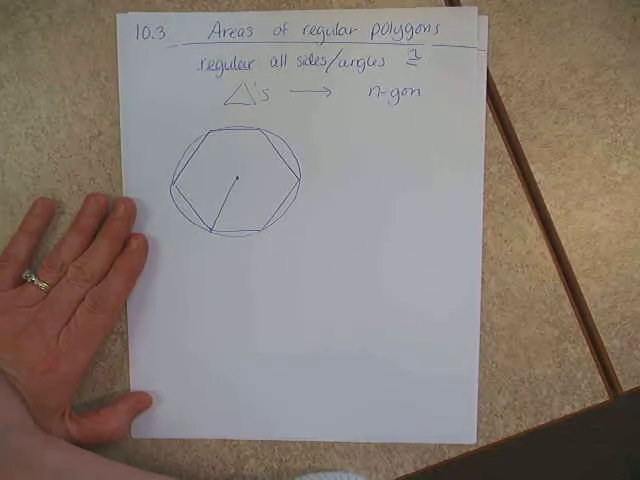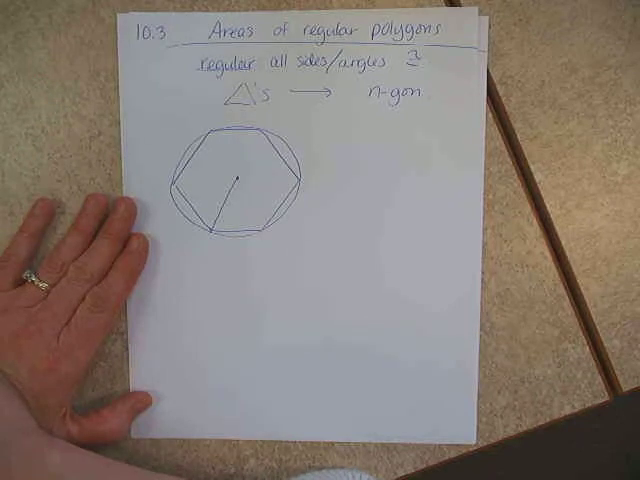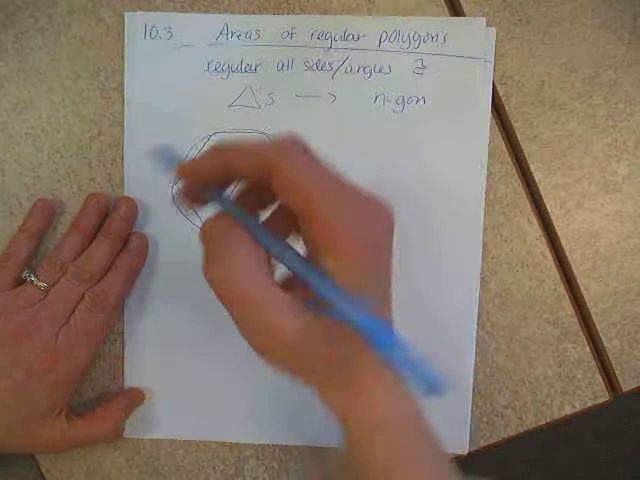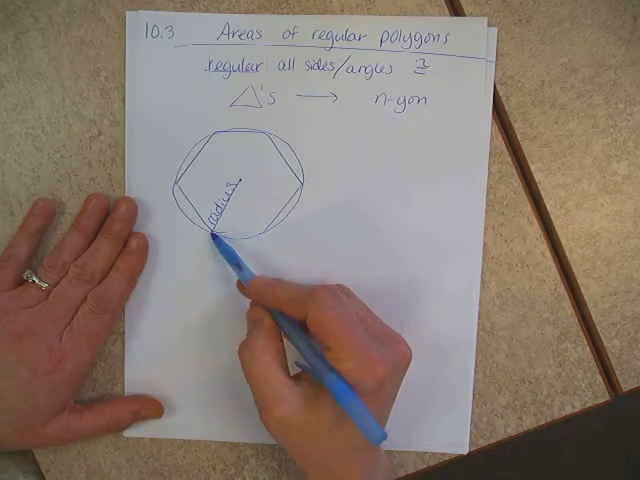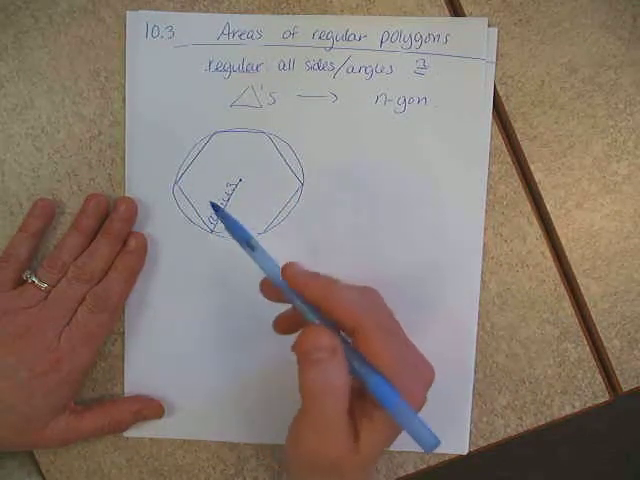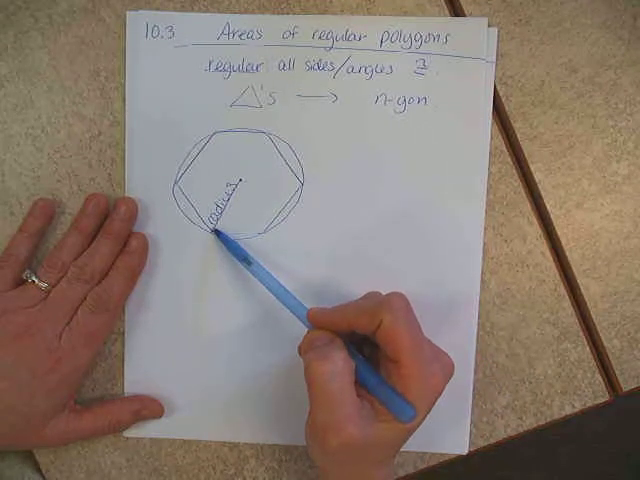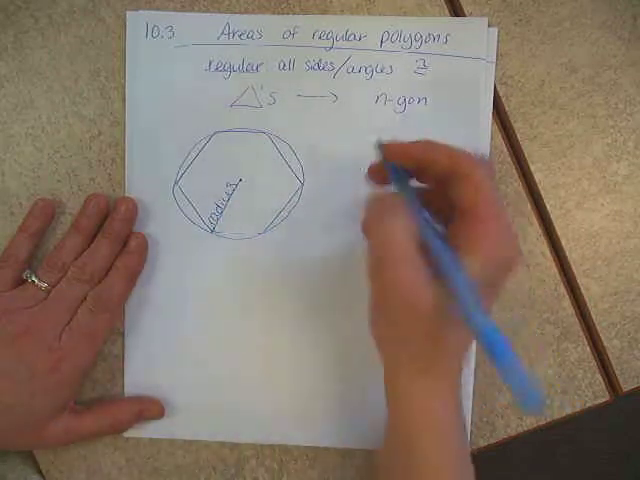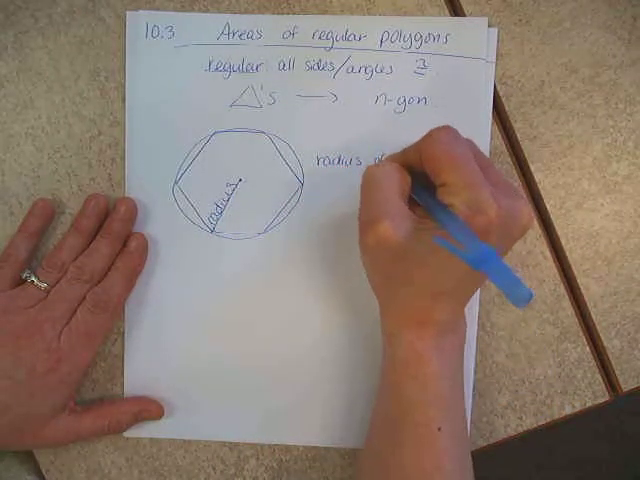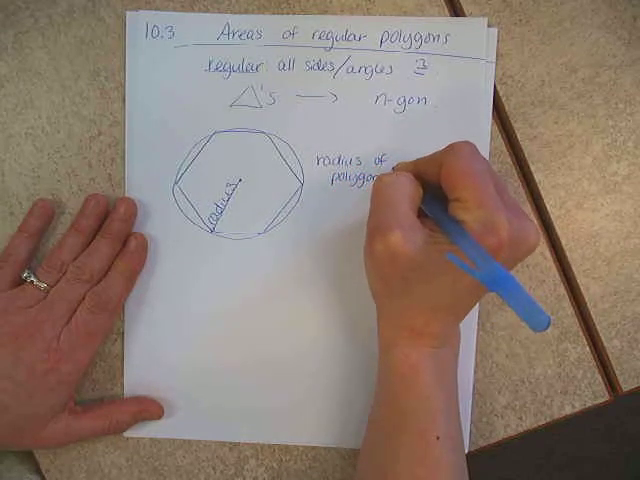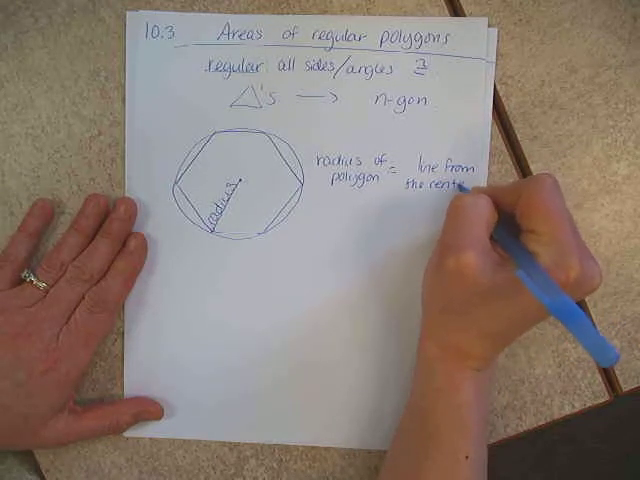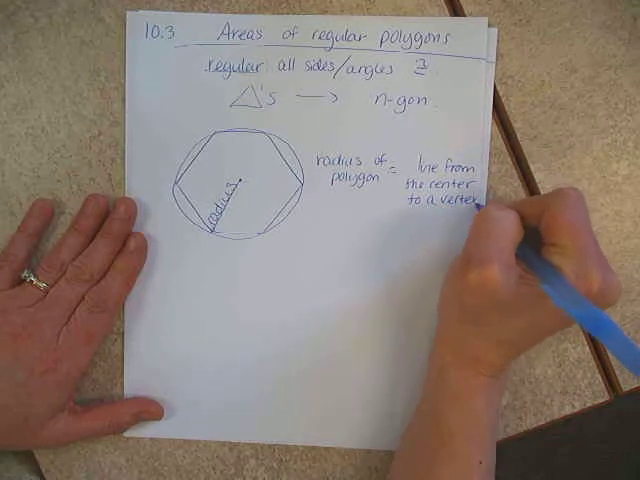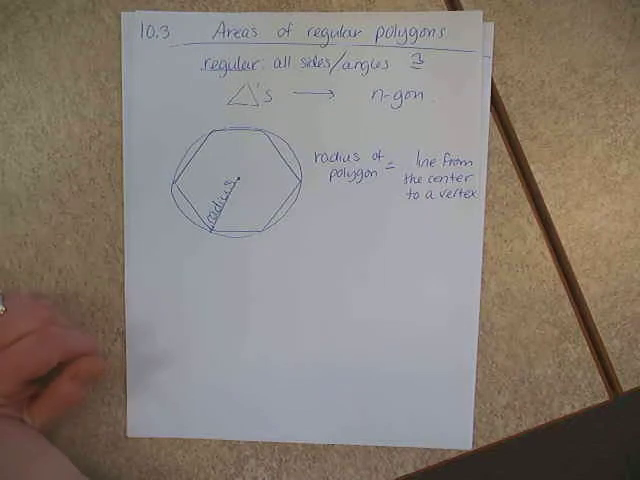Now, if we're talking about that line in the circle, what would you call that? The radius. That's exactly what we're going to continue to call this. Because each of these vertices touches the circle, or should, from the center to a vertex is a radius. It's a radius of our polygon as well. So a radius of a polygon is a line from the center to a vertex. Could be any vertex of that shape.